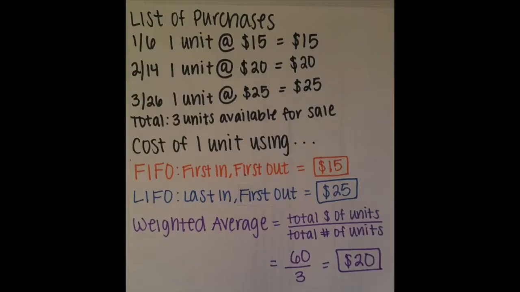FIFO stands for first in, first out, and uses the price of the first purchase. LIFO stands for last in, first out, and uses the price of the most recent purchase. Weighted average is calculated by adding the total prices of each purchase together and dividing it by the total amount of items purchased. Specific identification is easy. It's when the company sets a specific price for the item.